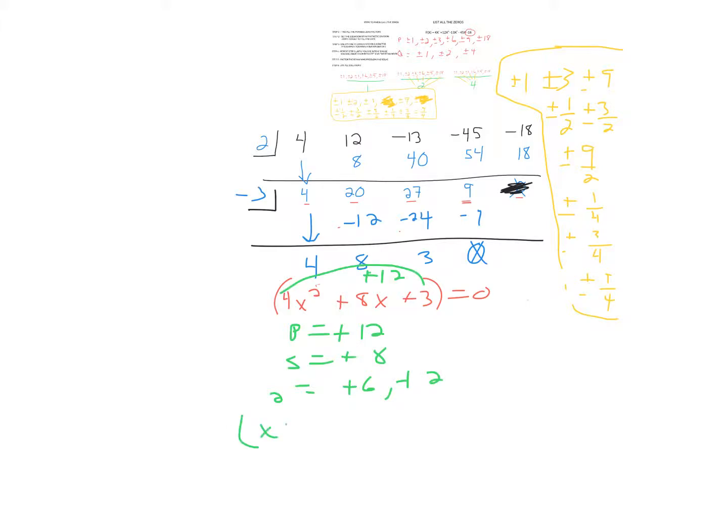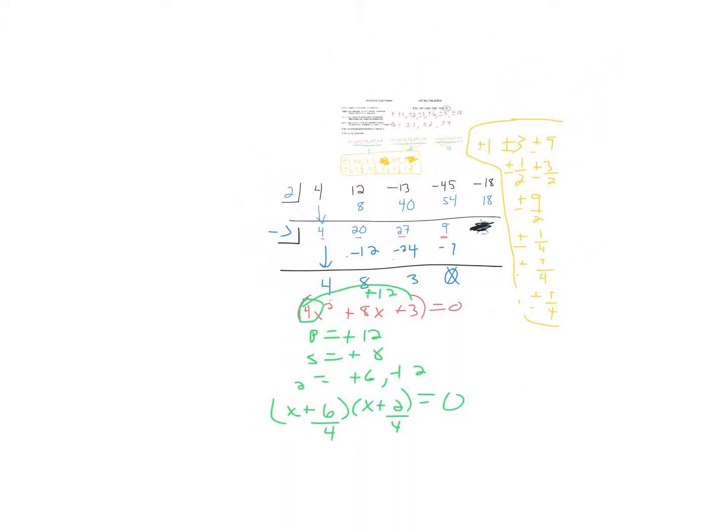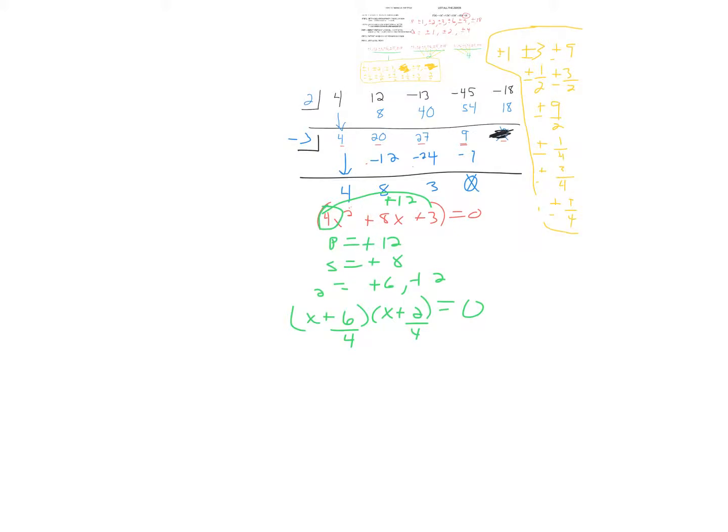So we're going to have x plus 6 and x plus 2. But don't forget, since we did the slide, you have to divide. Now I'm going to reduce these, but remember, because I'm solving this, I'm not going to do the scooch part of the slide here. I'm just going to reduce it. So x plus 3 halves, x plus 1 half. And now we solve this.